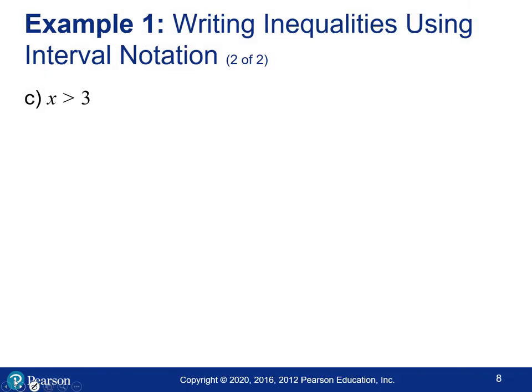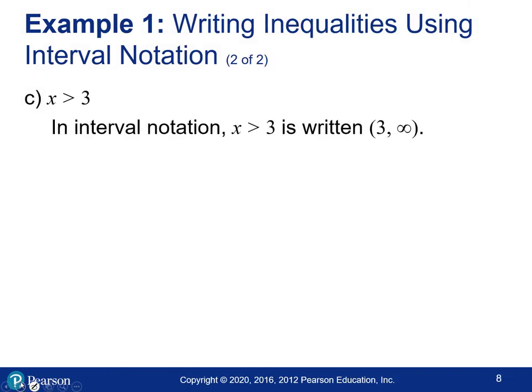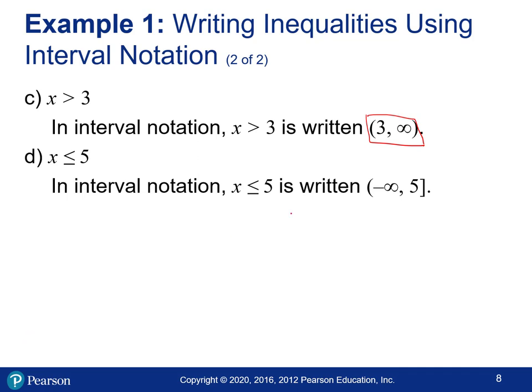How about this one? x is greater than 3. So that's just 3 or more. So 3 to infinity with parentheses, because we don't have an equal bar on our inequality. And x is less than or equal to 5. That one, we want everything less than 5 to include 5. So we put a bracket on the 5.